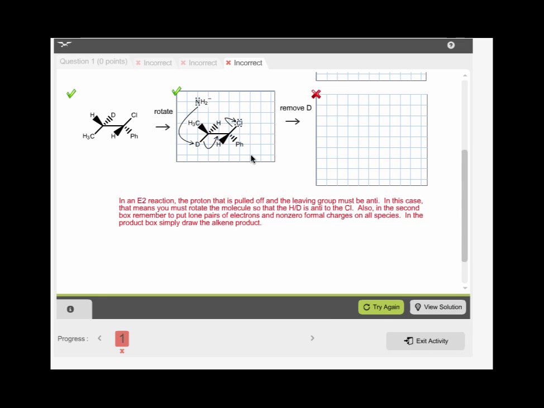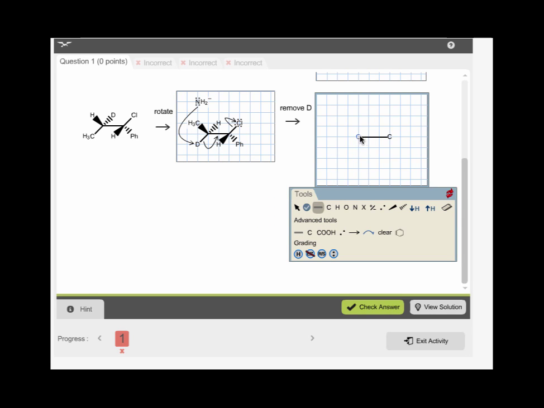Okay, so then in order to draw the product of this E2 elimination, you got to realize that this methyl and this hydrogen are 60 degrees away from each other. And as the two leaving groups leave and this thing flattens out into a pi bond, the methyl and the H are going to be cis to each other. So there's my pi bond. There's my groups on both ends. And on one end, we have a methyl and an H that are cis to each other. Okay, so that's my methyl and H.